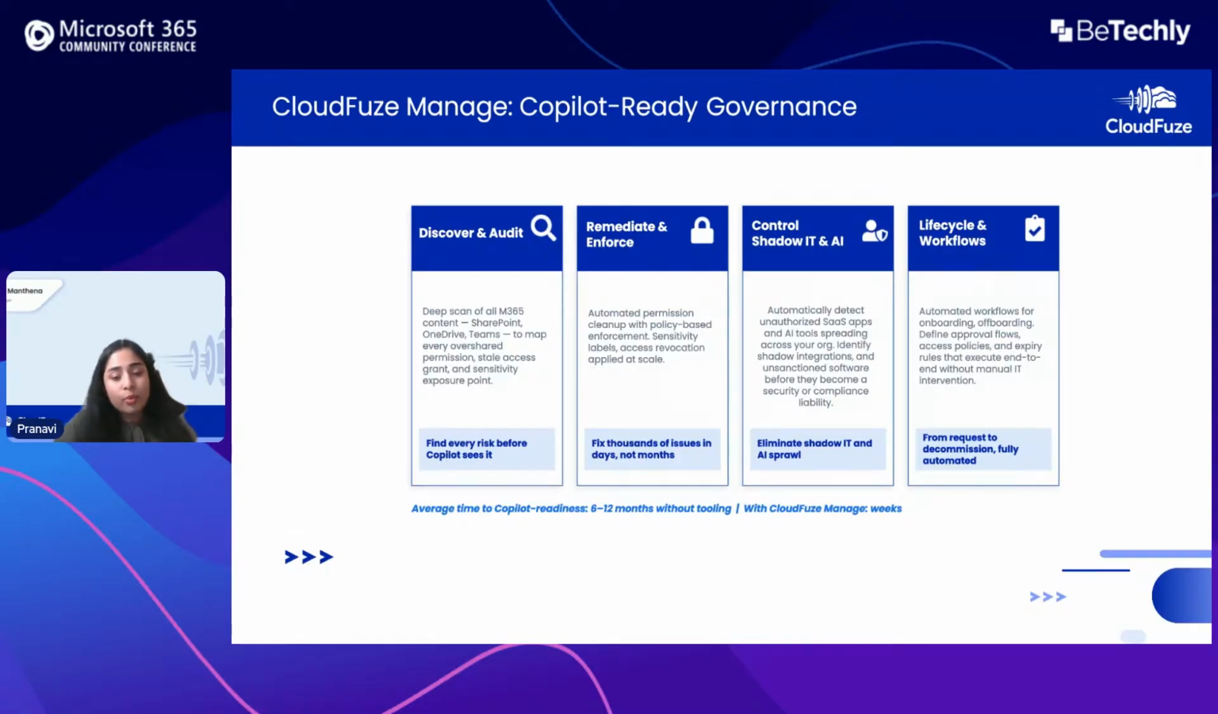The bottom line we hear consistently from customers is that organizations trying to get to a Copilot-ready state without these pre-governance checks typically take 6 to 12 months. But with CloudFuze Manage, we aim to compress that timeline to within weeks. That's the difference between being ready for the AI era and still preparing for it.